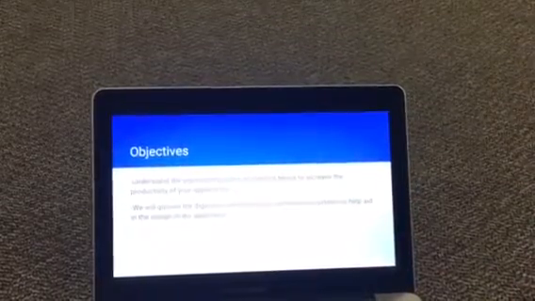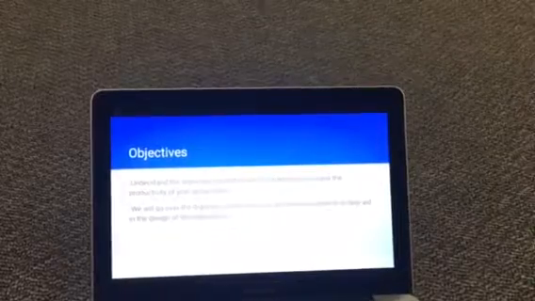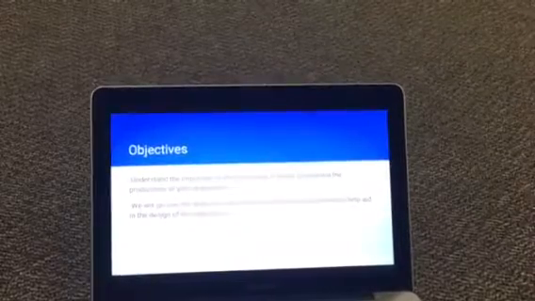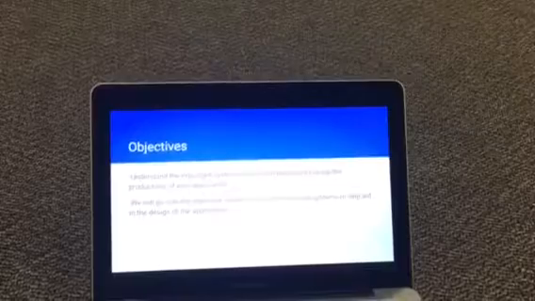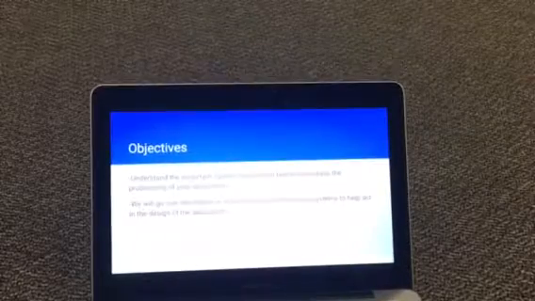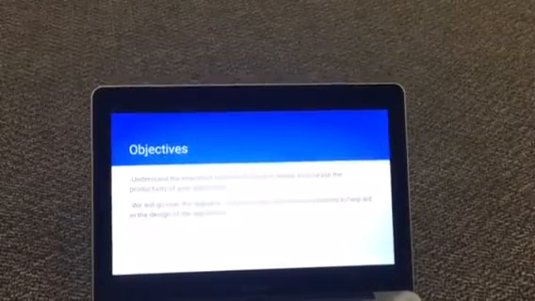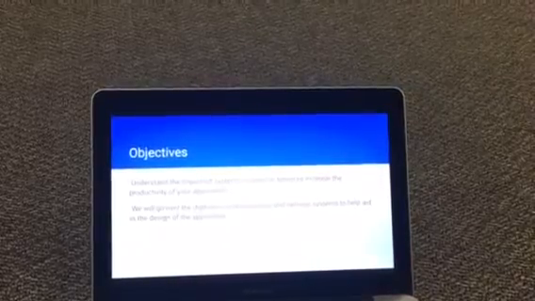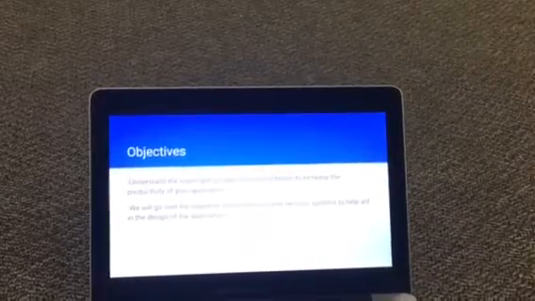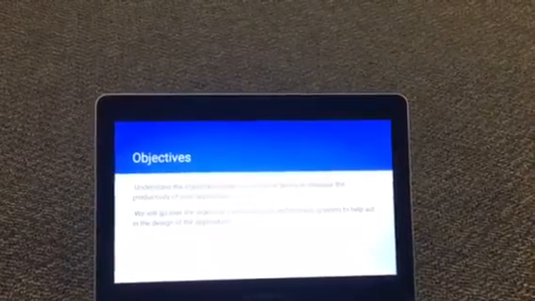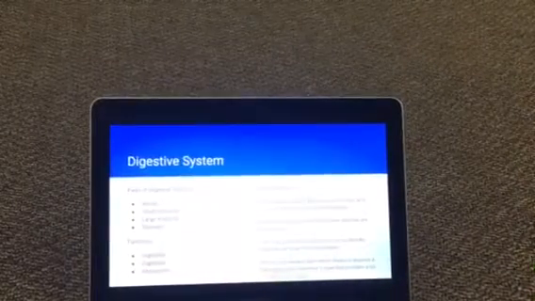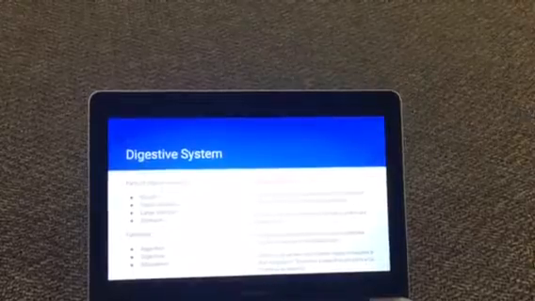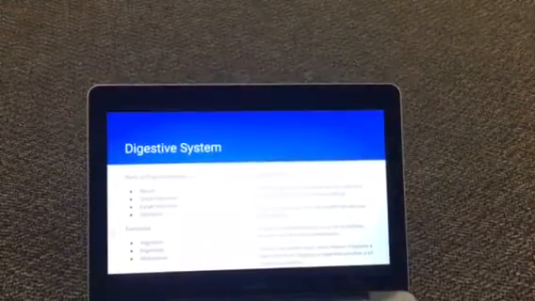The objective of this presentation is to understand the important systems involved in tennis to increase the productivity of your application. We also would like the players to understand the importance of the digestive, cardiovascular, and nervous systems, which will also aid in the design of your application, as well as improve tennis players' form and skill level.